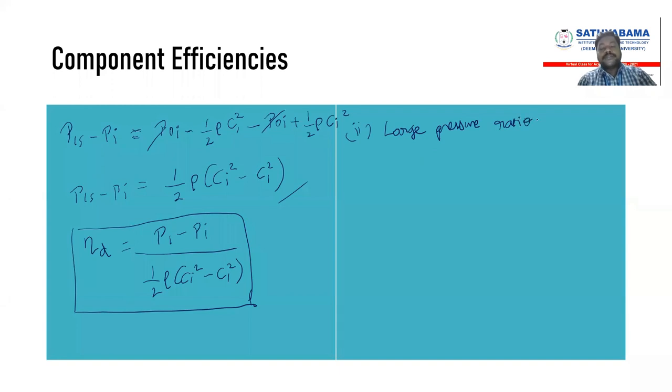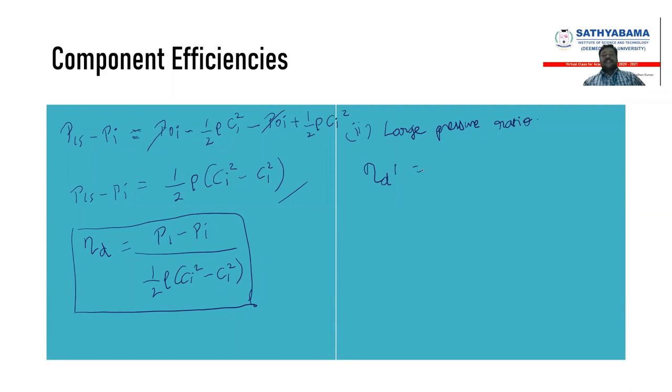Right? So for large pressure ratio, what will be the diffuser efficiency? For large pressure ratio, it is given as eta d dash. For this, you are considering the enthalpy of the state, since a large pressure ratio is found only in supersonic flows.